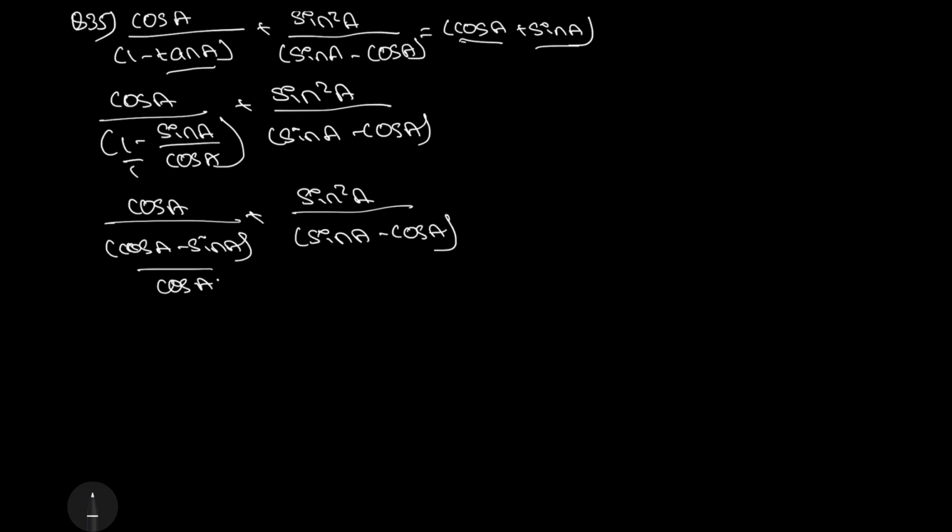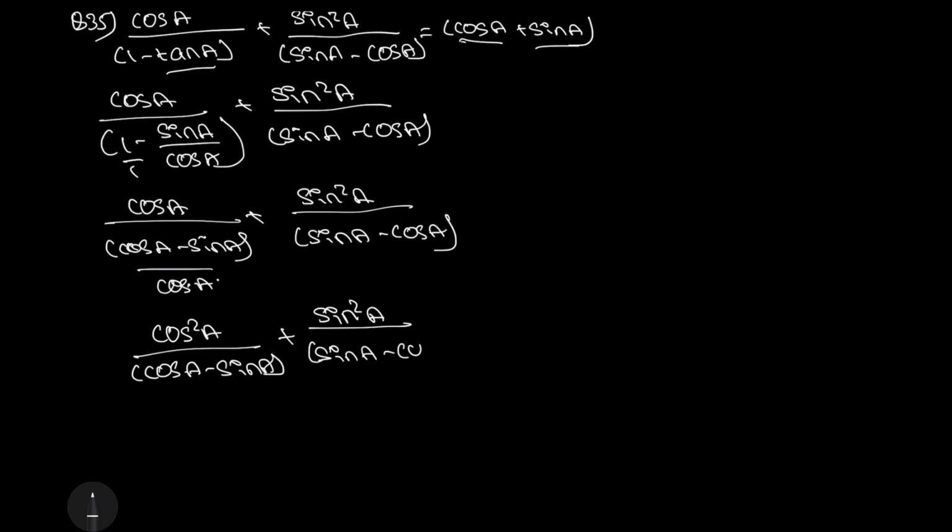Now transpose this cos a to the numerator. Cos a into cos a, we'll get it as cos square a. Cos square a by this denominator remains the same, and we have our second term, which is sin square a by sin a minus cos a. Next, here we have cos a minus sin a, and here it is sin a minus cos a, that is a minus b and b minus a. Just take any term as a common from here. So we can take out sin a minus cos a as common, or cos a minus sin a as common.